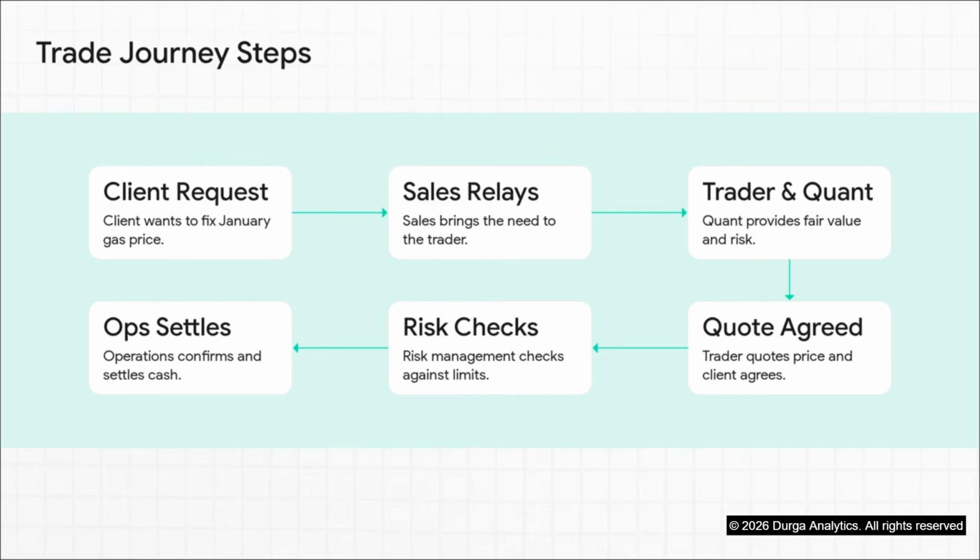The trade is struck. Step 5. Instantly, risk management checks if this new position breaches the desk's limits. And finally, Step 6. Overnight, operations confirms the trade and schedules the settlement. One phone call, 5 different roles, touching the trade exactly once in a perfect optimized sequence.